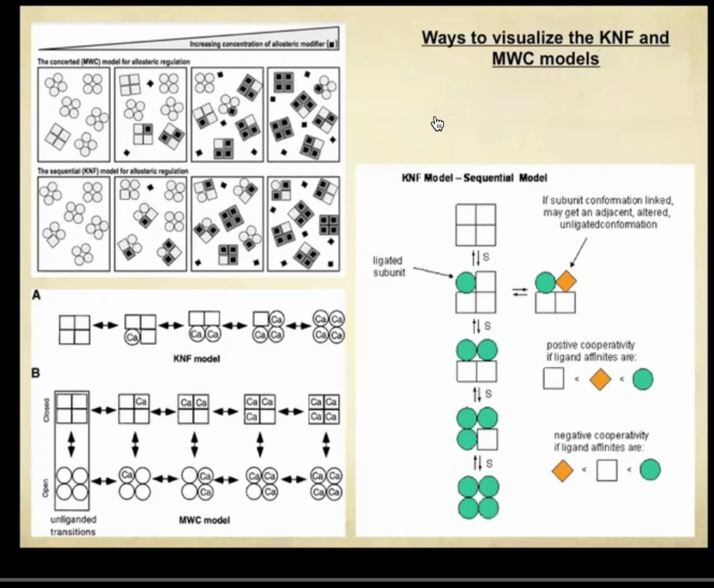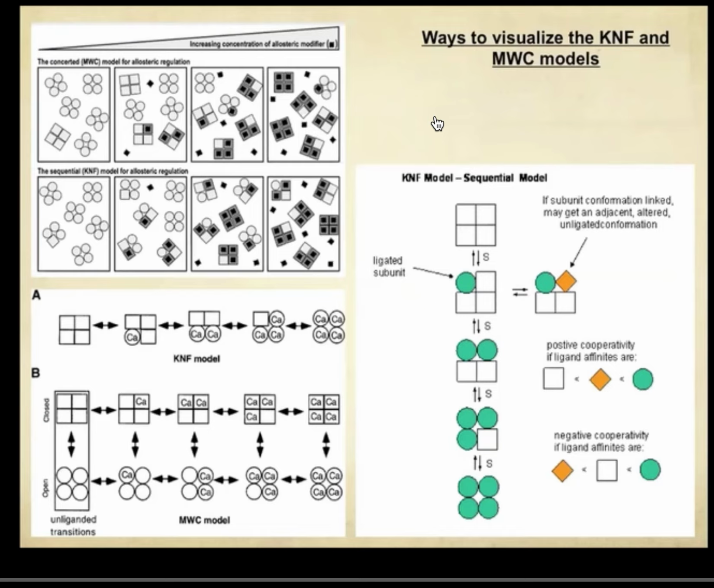Now, you can see that in some cases, when the allosteric modulator is bound, it stabilizes, for example, not only the round or R conformation itself, but it also alters the affinity of the surrounding subunits for the allosteric modulator. So in some cases, it can increase the affinity of the surrounding subunits for the allosteric modulator. That would be a positive allosteric modulator. Or in other cases, it can actually decrease the affinity of the surrounding subunits.